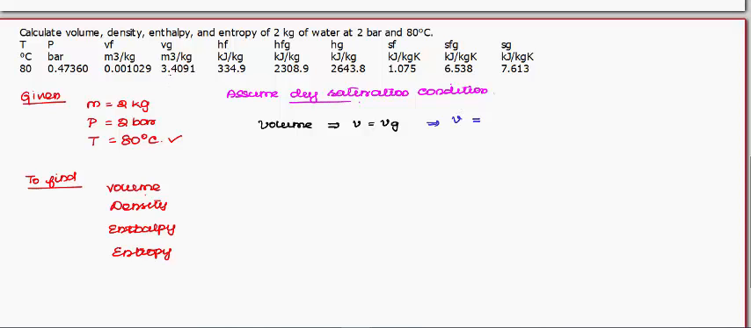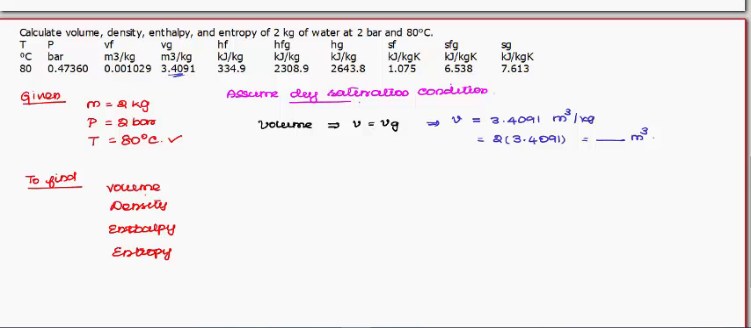At 80 degrees Celsius the Vg value is 3.4091 meter cube per kilogram. Since mass is given as 2 kilogram, you should multiply it by 2. 2 into 3.4091. How much amount of meter cube?